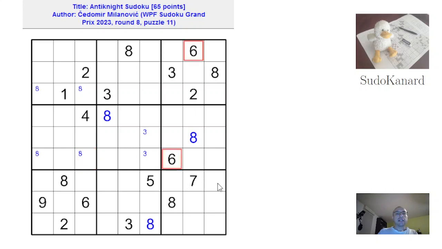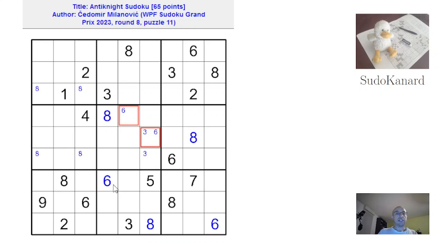6. So 6 is here, but it's not here. It's not here by the knight's move, so that is a 6. And then in this area, this 6 just removes this option, and 6 is here. So in this area, by the knight's move, 6 only has 2 places.